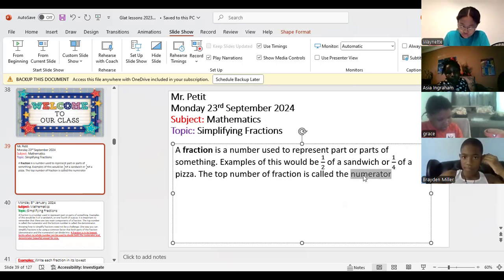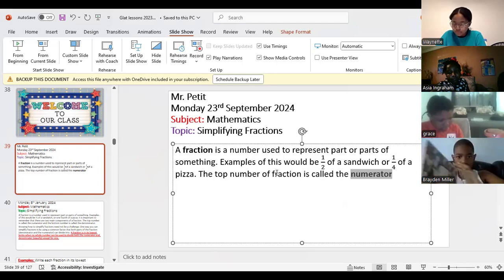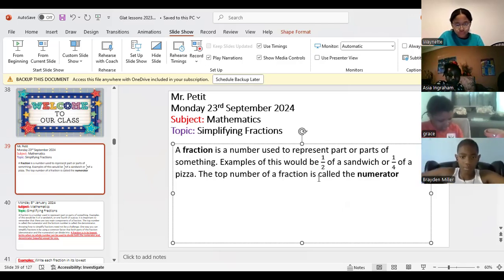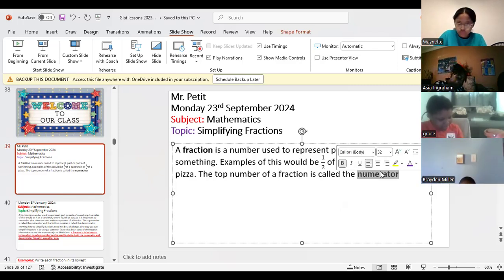The top number of the fraction is called the numerator. Excuse me, Mr. Petit. You don't have a between of and fraction. The top number of a fraction, thank you, is called the numerator.